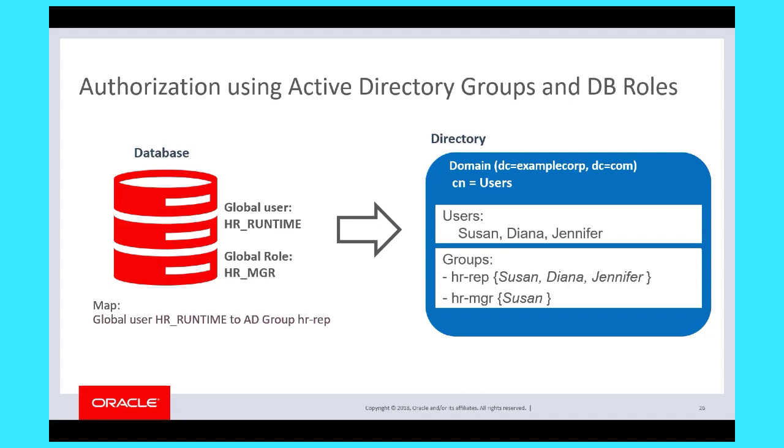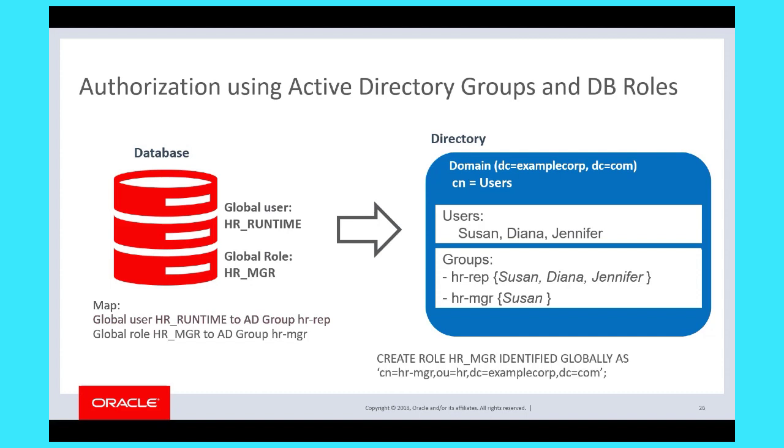Next, in the database, I create a role called HR Manager. And just like I did with the shared schema, I map that role, HR Manager, to the group HR Manager in Active Directory. My syntax for doing that is create role HR Manager identified globally as, and give it the distinguished name of the group in Active Directory.